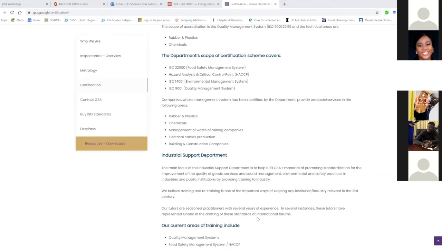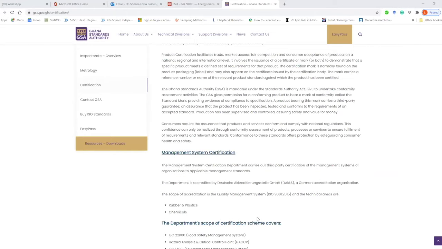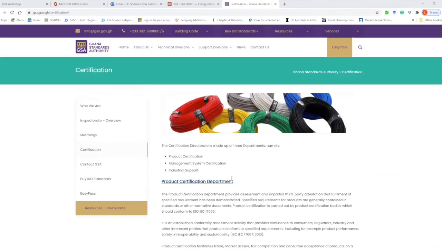Okay. So I'm going to share my screen now. Let me know as soon as you can see it. Can you see the screen? It's loading. Okay. Yeah, the screen is on. Good. So this is the certification page of the Ghana Standards Authority. Can we see that? Yes, please.